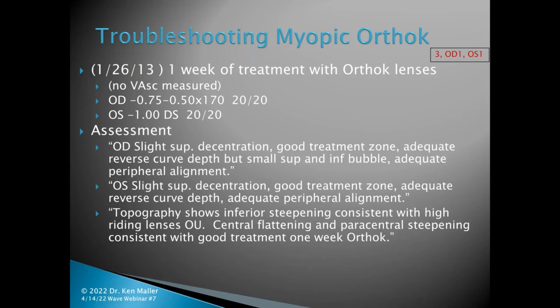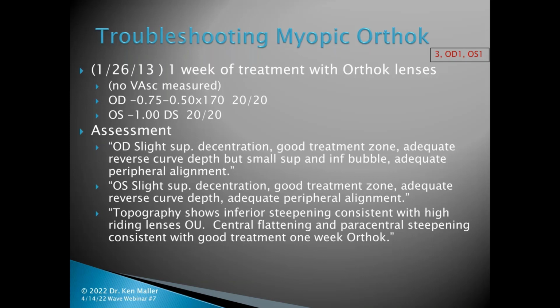The assessment written on the chart was that the right lens was slightly superiorly decentered, good treatment zone, adequate reverse curve depth, but small superior and inferior bubble, adequate peripheral alignment. So I'm assuming this assessment was actually done because they put the lenses on the patient to take a look and see what the lenses look like. The left one, slightly superior decentered, also good treatment zone, adequate reverse curve depth, adequate peripheral alignment. And the topography shows inferior steepening consistent with high riding lenses OU.